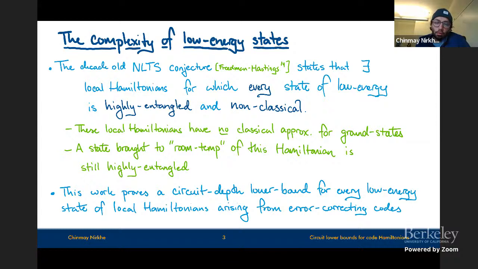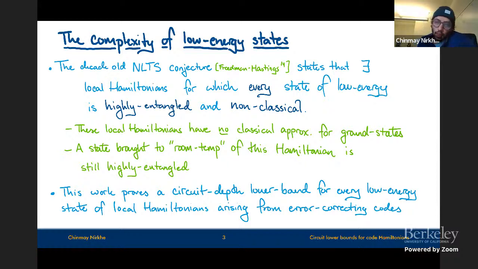And so the goal of this work is to work towards the NLTS conjecture, and it's to prove a circuit depth lower bound for every low energy state of local Hamiltonians. And we're not going to prove it for all local Hamiltonians, that would be impossible, but we're going to prove it for a specific family of local Hamiltonians, those corresponding to error-correcting codes. So this result is less of a construction and more of a necessary theorem that proves properties of all error-correcting codes.